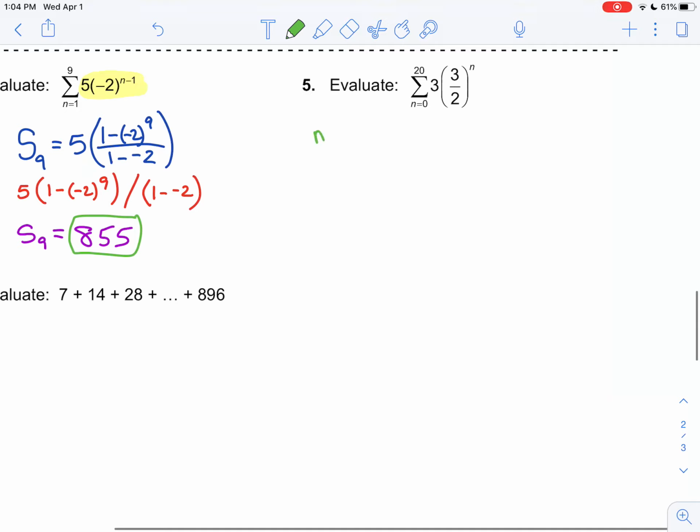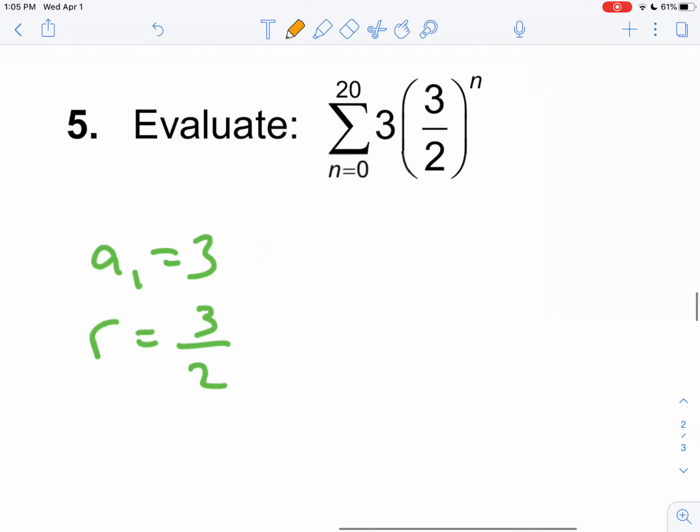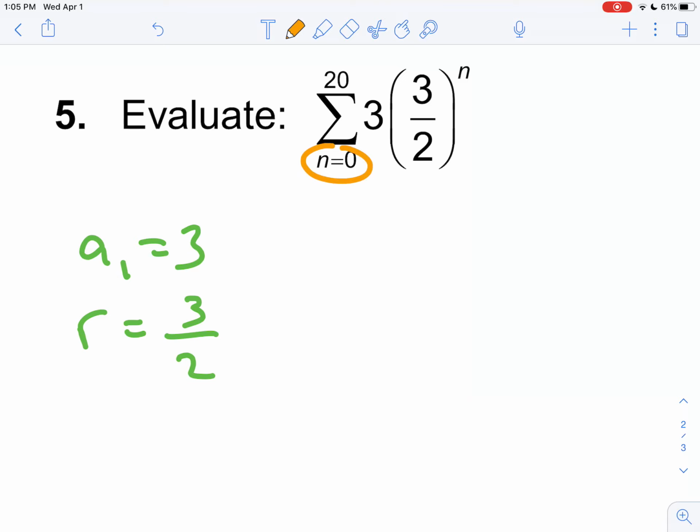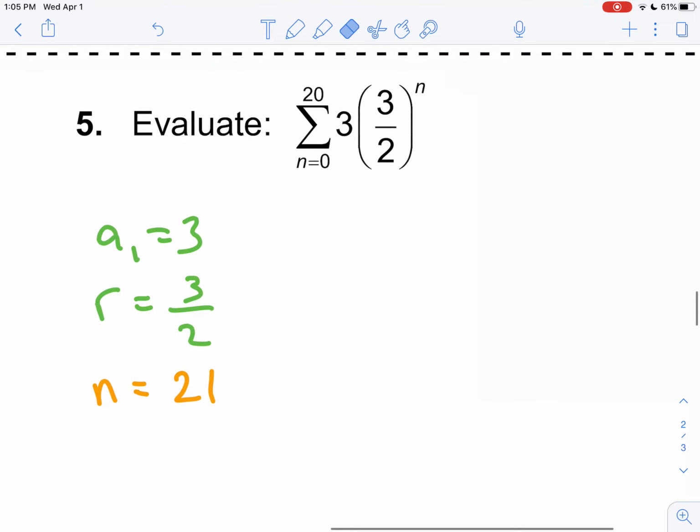And I don't know if you like the idea, but let's take a look. So we start with first term equals 3, and the ratio equals a positive 3/2. Now, we did practice this with our previous lessons. Let's zoom in, I guess. Going from 0 to 20, you do need to know from the previous lessons, that's 21 terms. So be careful there. That's a common mistake on that one.